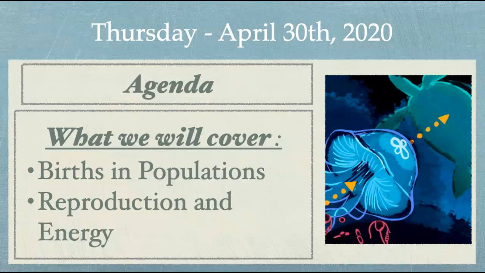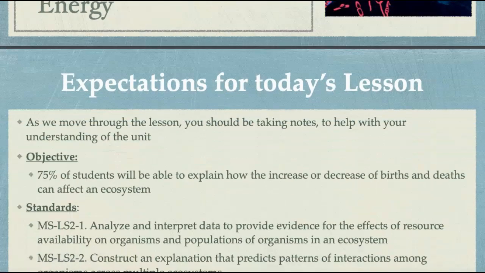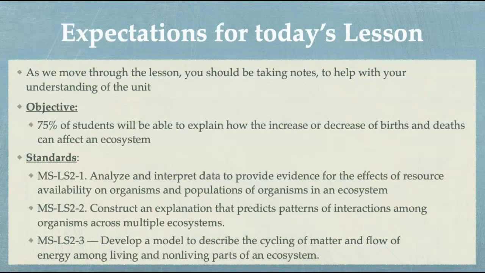So today we're going to talk about what happens to food webs and food chains when we have changes in the number of births and deaths in a population. And then we're going to talk about reproduction and energy. Reproduction and energy is actually going to lead us into what we're going to talk about for the last 2 weeks of the school year, where we talk about photosynthesis, cellular respiration, how organisms use energy essentially. So remember to take notes while we go through.